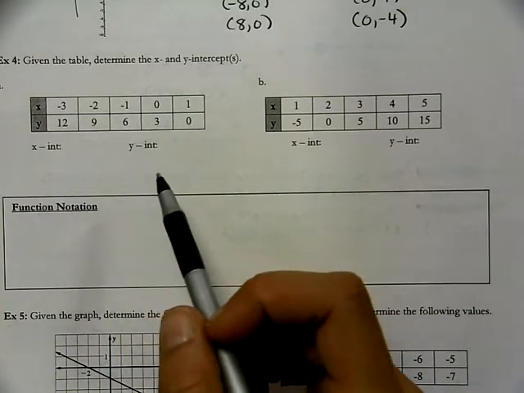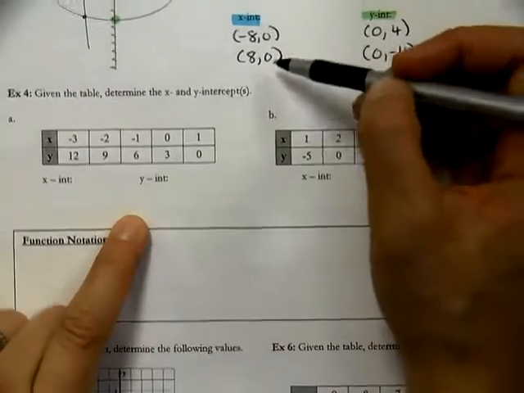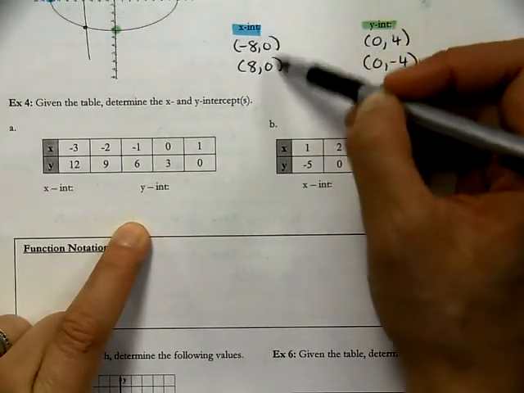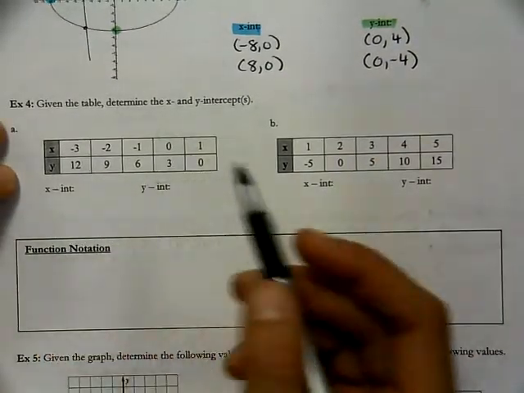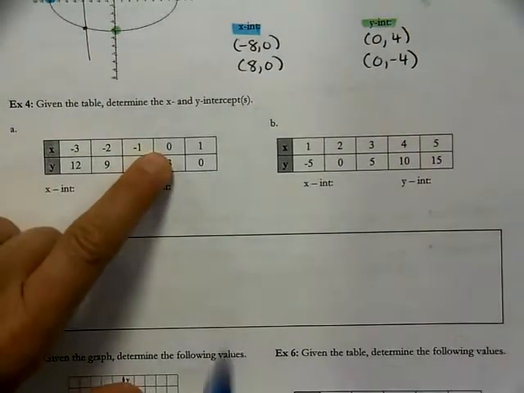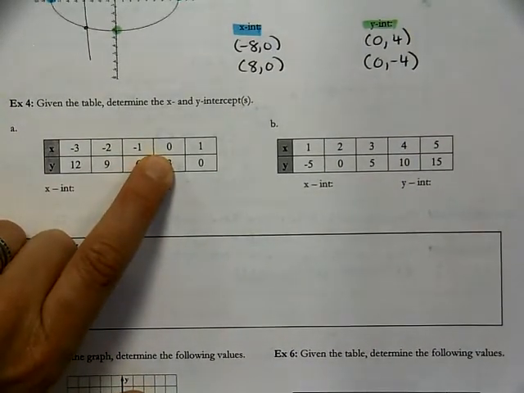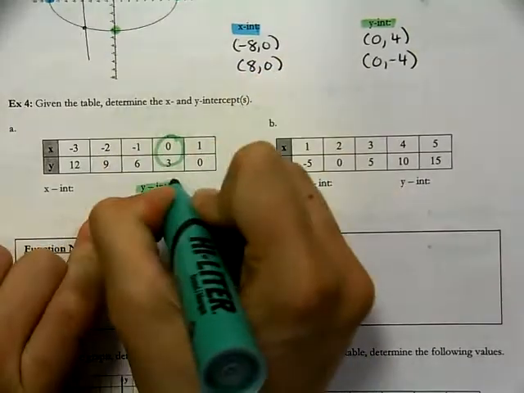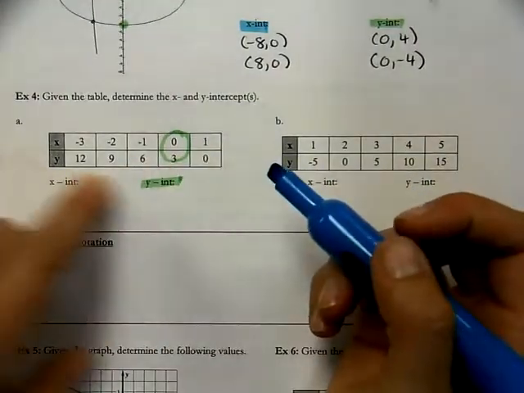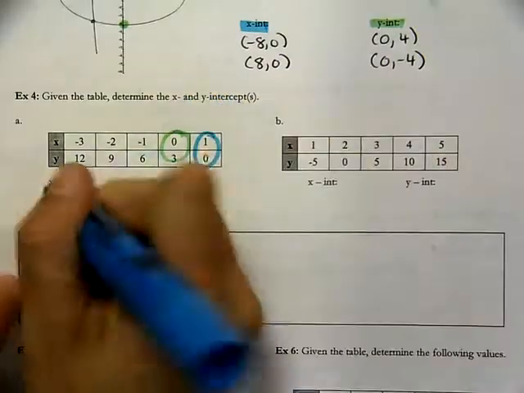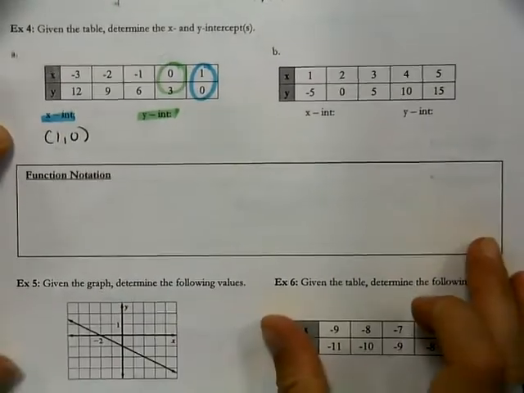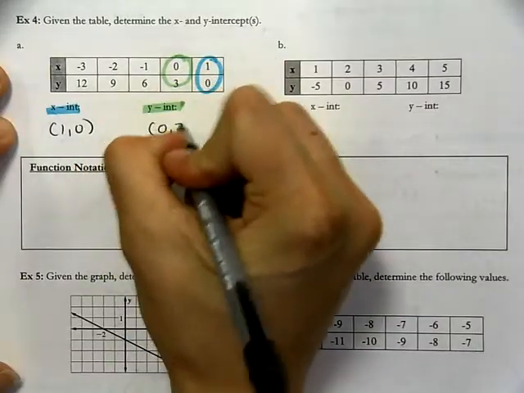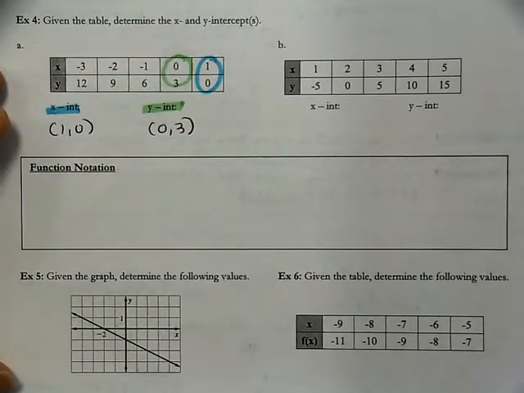All right, so now when I'm looking at this, I remember the pattern that we said. The x-intercept is where the y-coordinate is 0. The y-intercept is where the x-coordinate is 0. So when I look at this table here, I see a 0 for x here, which means that my y-intercept is right here. And I see a 0 for y down here, which means the x-intercept is right there. So the x-intercept can be 1, comma 0. And the y-intercept will be 0, comma 3. Now that we've talked through this one, try part B on your own and pause the video.